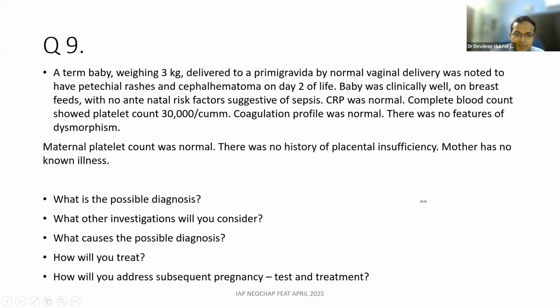And how will you treat? And how will you also address subsequent pregnancies? You're writing about IVIG, but I don't know, do you want to give IVIG to the baby or to the mother in a subsequent pregnancy, or what exactly you want to do?